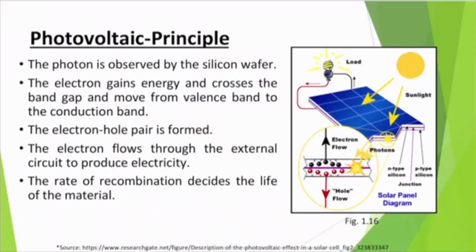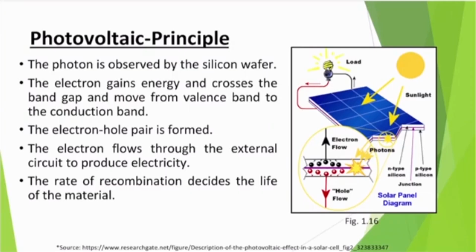Now, the basic principle you can understand better from the right-hand side diagram. The sunlight falls on your silicon wafer, and once it falls, the photon is absorbed, and the electron gains energy and crosses the band gap, moving from the valence band to the conduction band. Once that cycle is complete, the electron-hole pair is formed. The electron flows through the external circuit to produce electricity. The rate of recombination decides the life of the material.